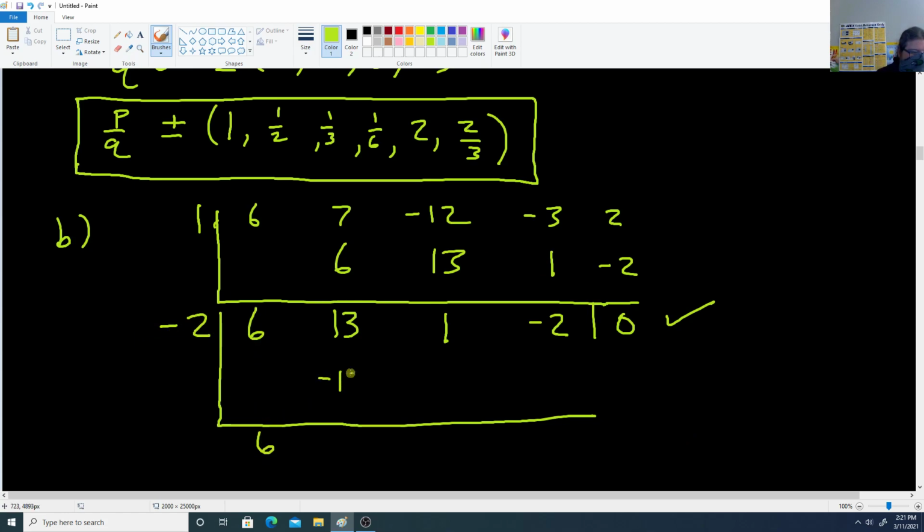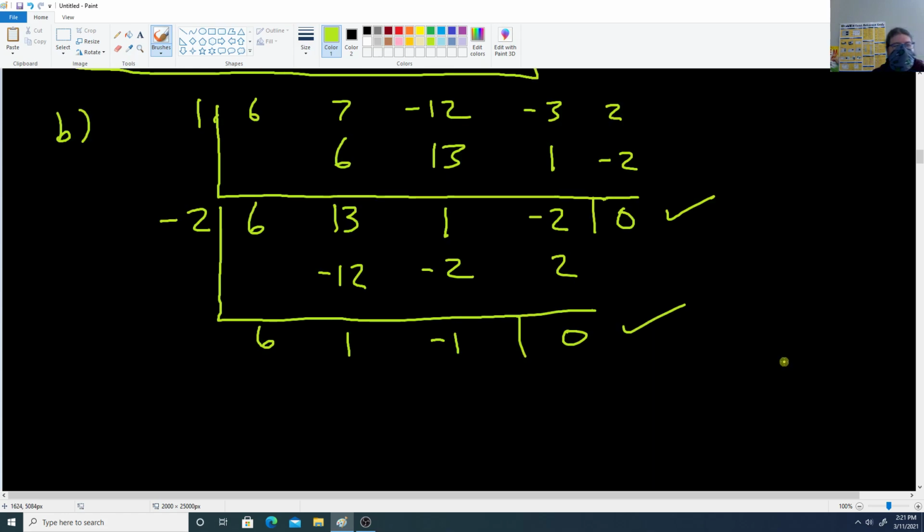Negative 2 times 6 is negative 12. This is 1. That will make a negative 2. That will be a negative 1. This will make a positive 2. And there we go. It took us a little bit to get there, but we found our second 0 that worked.